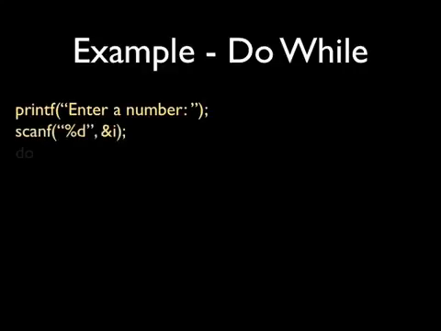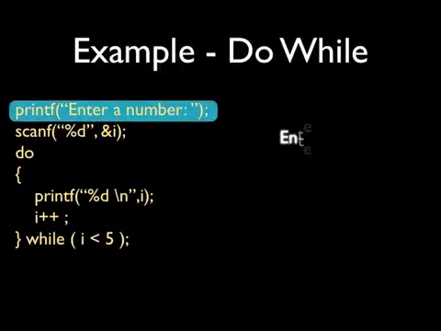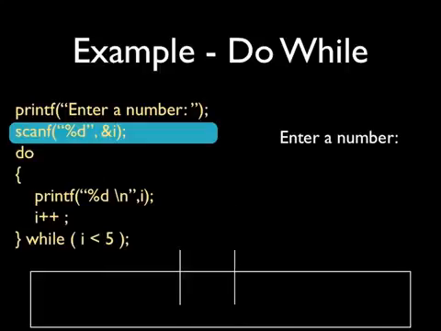So an example of a do while loop. So we go printf, enter a number, scanf, read that in. This time we go do, open bracket, print out the value of the screen, we do I++, and we check while I is less than 5. Enter a number, read the value for I. So we're assuming once again I has already been declared and is set up in memory.